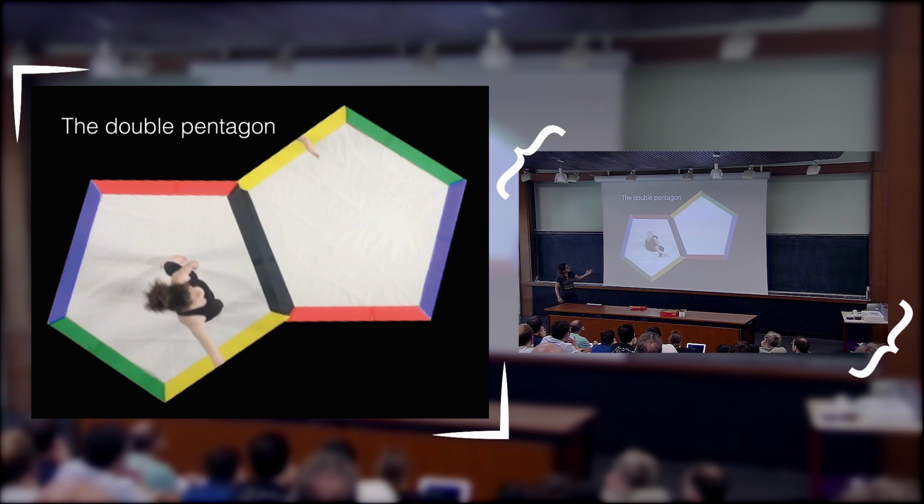OK, so this is the double pentagon surface. It's 2 regular pentagons with every pair of parallel edges glued, and it gives us this translation surface. So again, this is a video I made to explain my PhD thesis result.